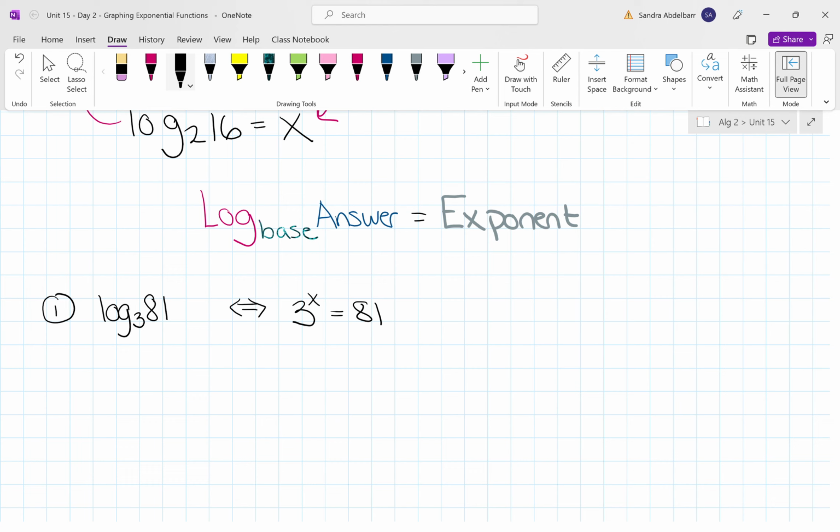Okay, so now we have to figure this out. If we're saying 3 to what power gives us 81, well, we know 3 to the first power is 3, 3 to the second power is 9, 3 to the third power is 27, 3 to the fourth power is 81. So x has to equal 4. This reads log base 3 of 81 equals 4. That's our exponent.